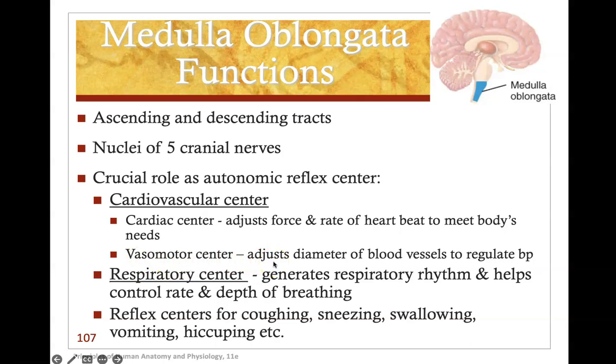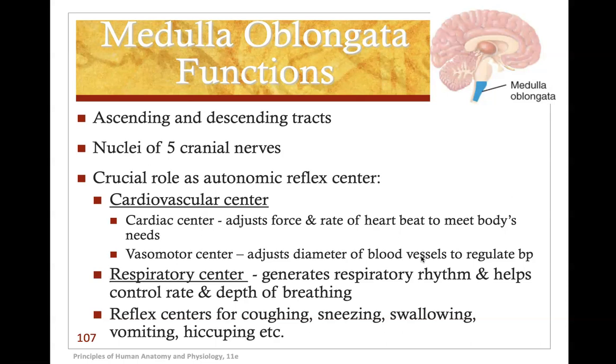Also vasomotor, think of, again, blood vessel. So it is going to adjust the diameter of our blood vessels to help regulate our blood pressure. And that, again, is going to happen in the medulla oblongata. This is an autonomic reflex. You don't have to think about, I need to increase blood pressure to this area to provide more blood to the brain or whatnot. You don't have to think about that because that happens through that vasomotor center, okay? So that's a major crucial role for the medulla oblongata. I want you to know that one.